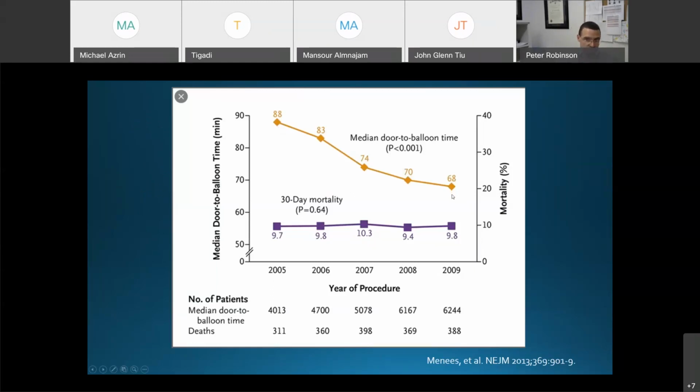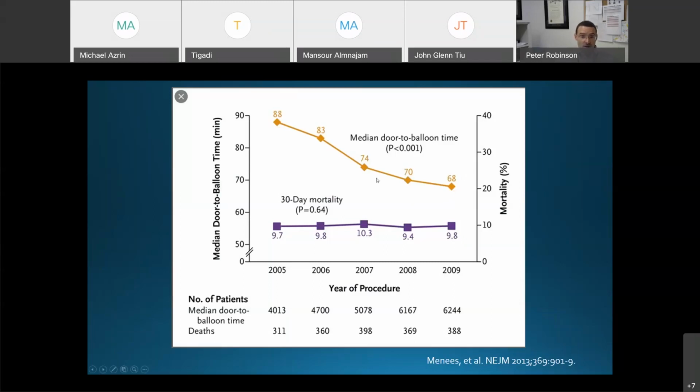There's a big national push for that. Get With The Guidelines, door to balloon, blah, blah, blah. Look at our 30-day mortality from STEMI patients. It hasn't budged. Now, there are people who say, well, it's just because we're taking sicker patients. And that may be part of it. In fact, I think it's a big part of it.